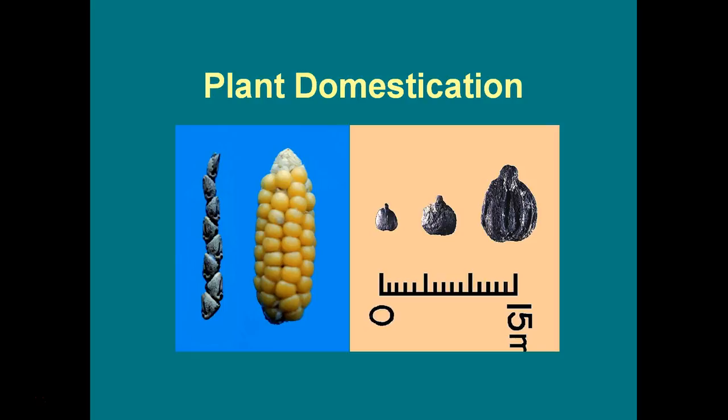You can also see that in the transformation from Teosinte to corn. Rather than 2 rows of kernels along a central stalk, the domesticated corn has 8 rows that rotate around it. And this is one of the defining characteristics of plant domestication, making the plant more productive.